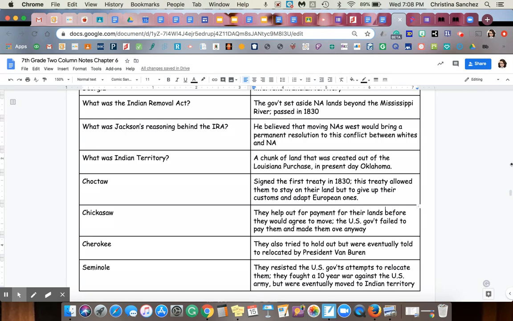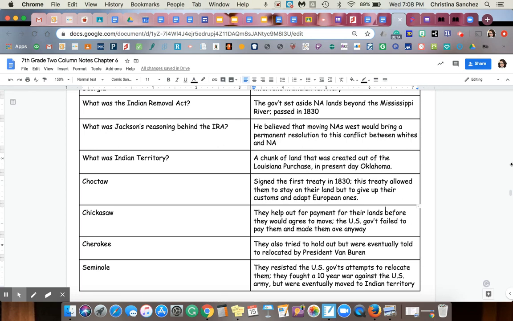Now, Jackson was a huge supporter of the Indian Removal Act. As a matter of fact, he was one of the big components of getting it passed through Congress, meaning both the House and the Senate. His reasoning behind it is that he believed that moving Native Americans west would bring a permanent resolution to the conflict between Native Americans and whites.